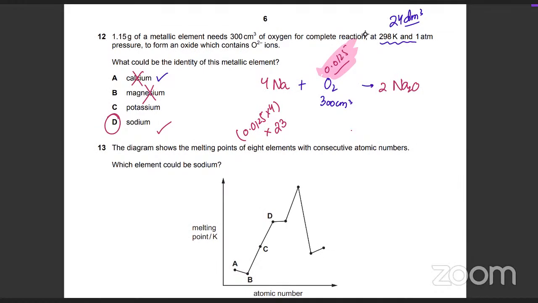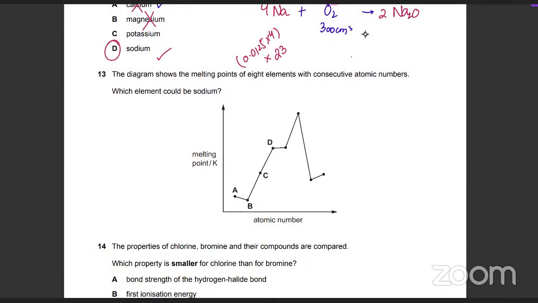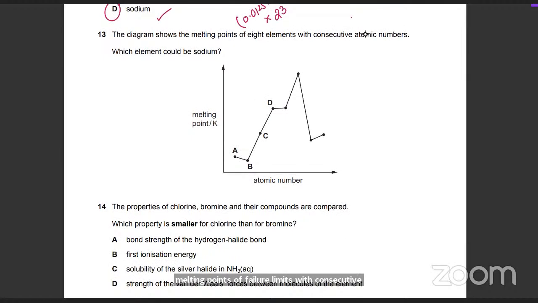As a next one, this is inorganic chemistry now. The melting points of 8 elements with consecutive atomic numbers. Which element could be, so melting points, this is period 3. So which one is sodium? This shows the melting points of 8 elements with consecutive atomic numbers. Which element is this one, by the way? The one that has the highest melting point in a particular period. Silicon. Okay, that is silicon.